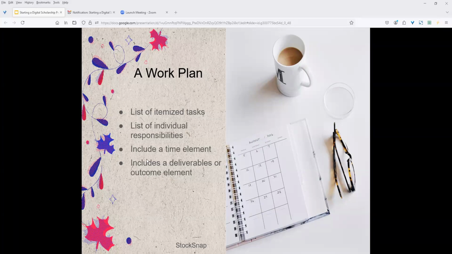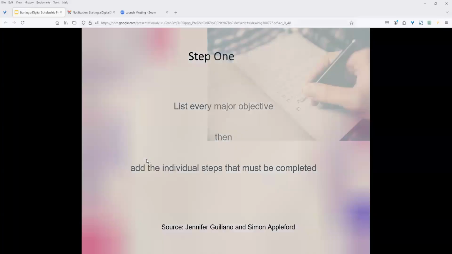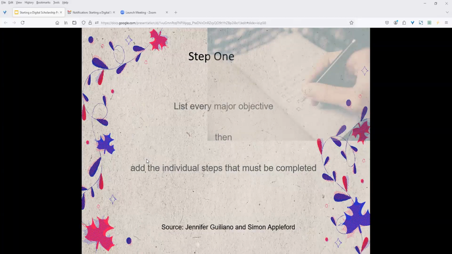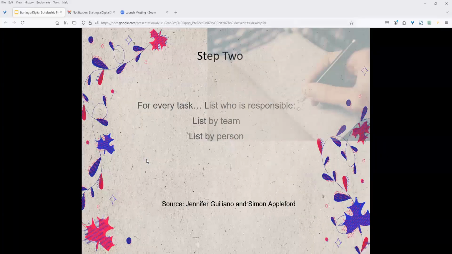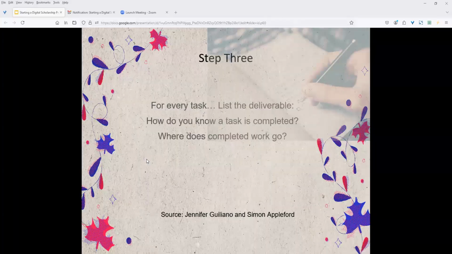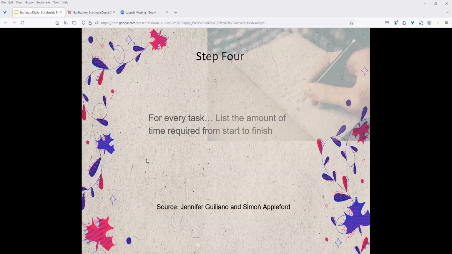And there's generally a four-step process in this. Step one, you want to list every major objective, then add the individual steps that must be completed. Step two, for every task, you need to list who's responsible, list by their team, list by the person, so there's, again, no confusion. Step three, for every task, list the deliverable. How do you know a task is completed? Where does completed work go? And step four, for every task, list the amount of time required from start to finish.